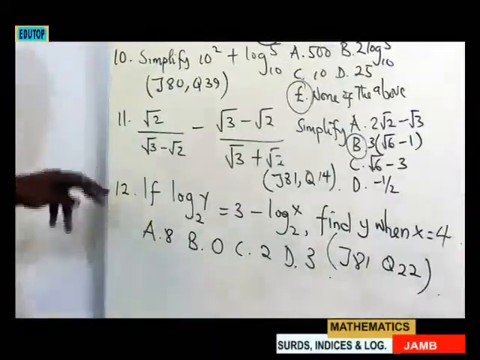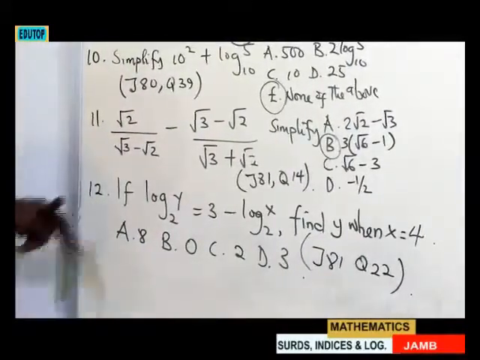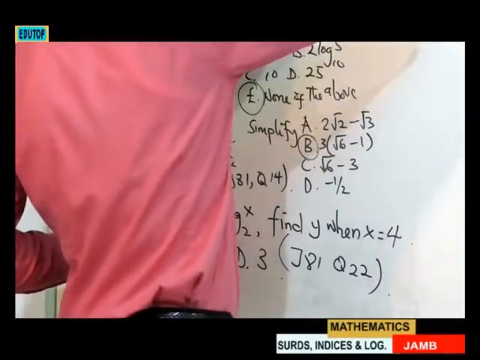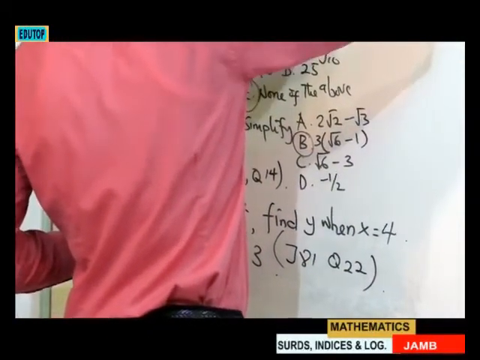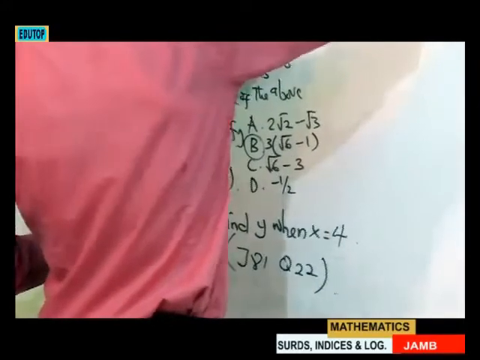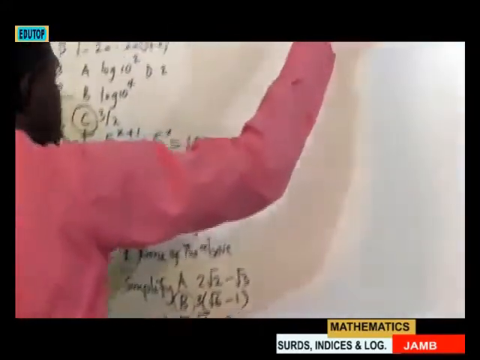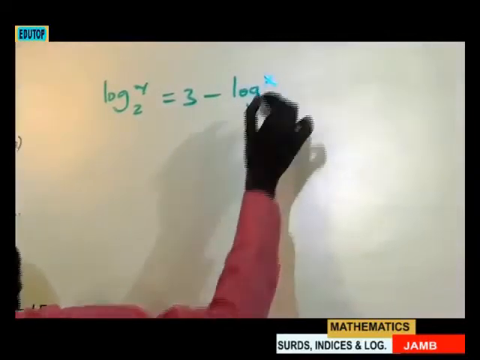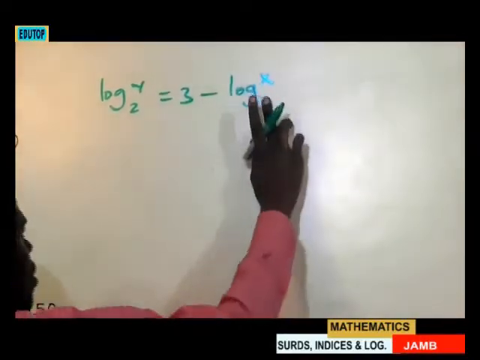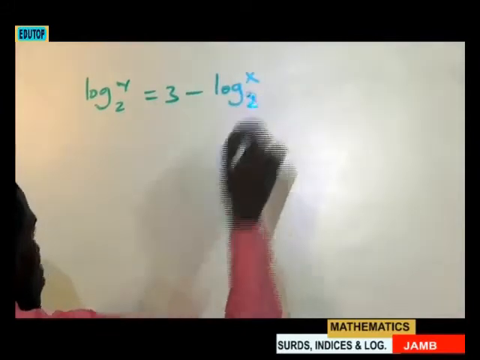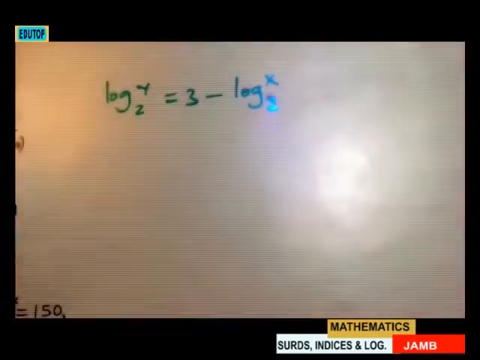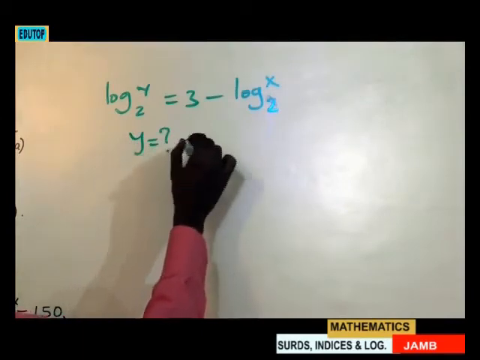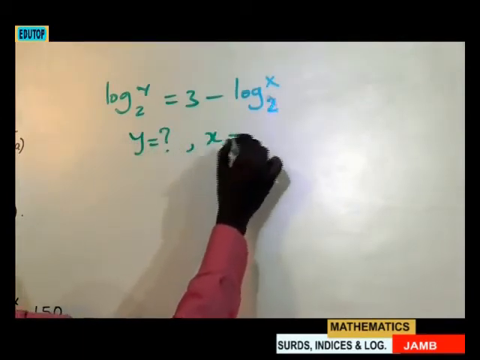Now, question 12, which says that if log y base 2 equals 3 minus log x base 2, then the question asks us to find y when x is equal to 4.